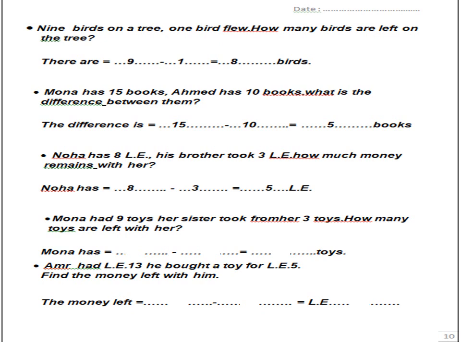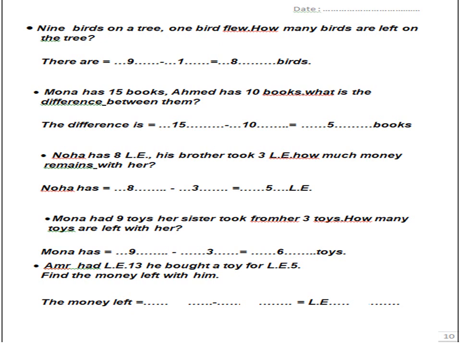Mona had 9 toys. Her sister took from her 3 toys. How many toys are left with her? The keyword here is are left. 9 minus 3. The big number here is 9 and the small number is 3. We count from small until we reach the more. After 3, 4, 5, 6, 7, 8, 9. So the answer will be 6.